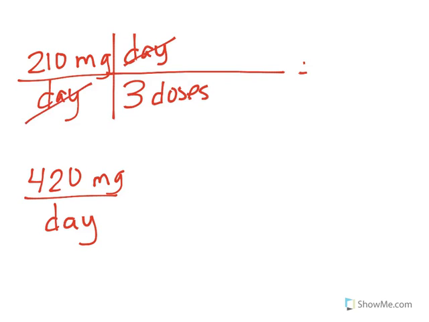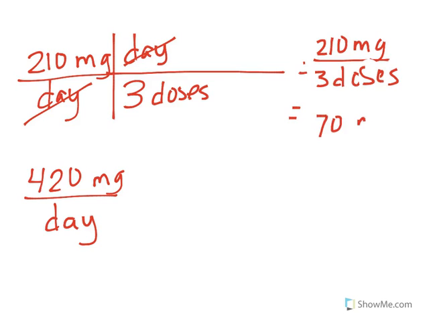Notice my days cancel with my days. I multiply across the top. I multiply across the bottom. 210 milligrams, 3 doses. Sorry, I spelled that wrong. When I divide the top by the bottom, I get 70 milligrams per dose.